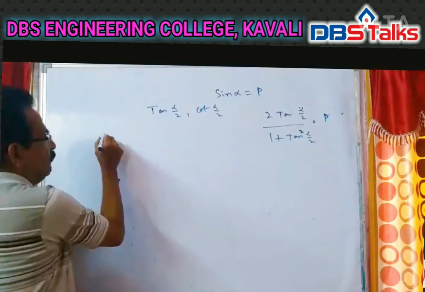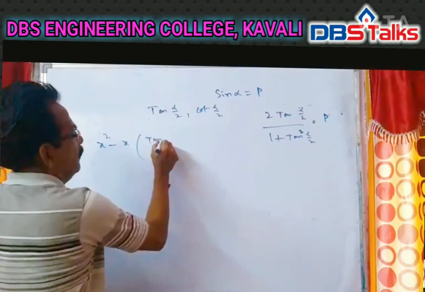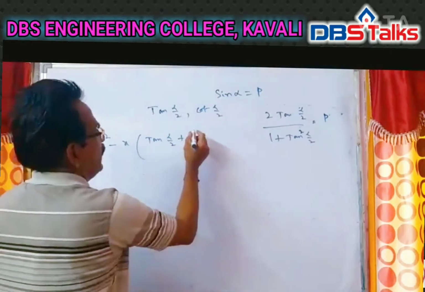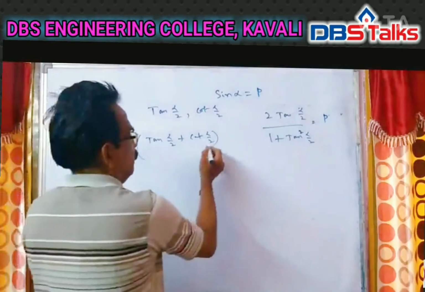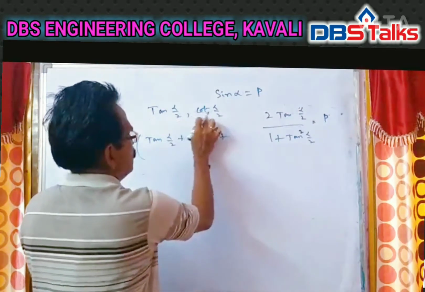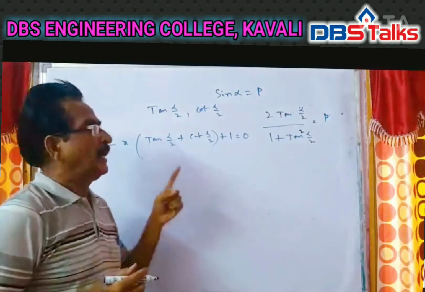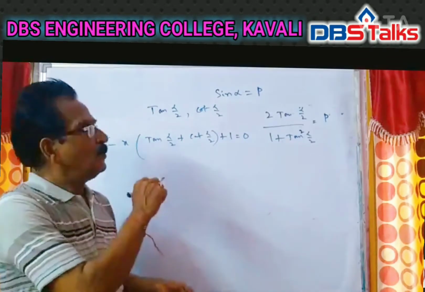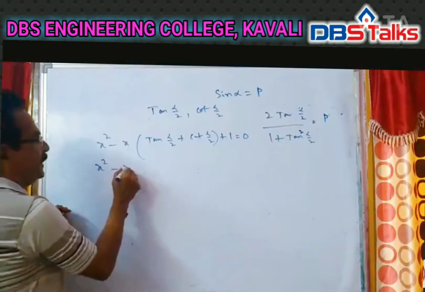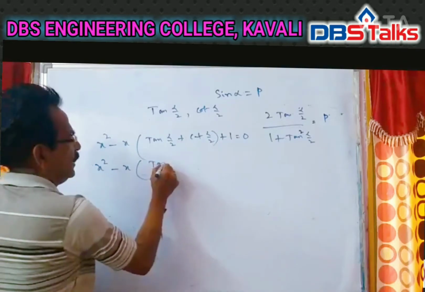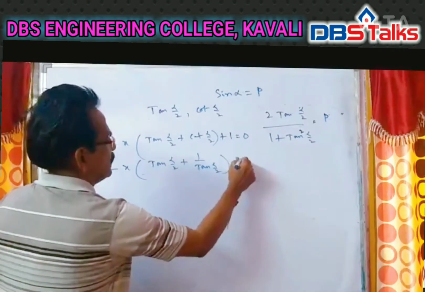So we want to write the quadratic equation x square minus x into sum of the roots, tan alpha by 2 plus cot alpha by 2, plus product of the roots. x square minus x into alpha plus beta plus alpha beta. Product of these two things is 1, tan alpha by 2 into cot alpha by 2, which is 1. So x square minus x into tan alpha by 2 plus 1 by tan alpha by 2, plus 1 is equal to 0.